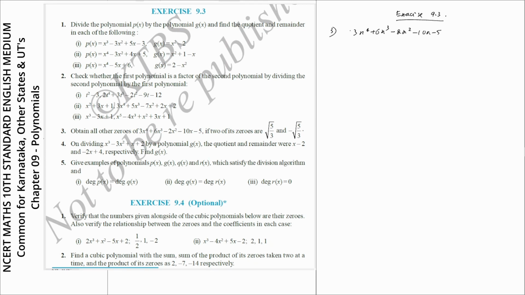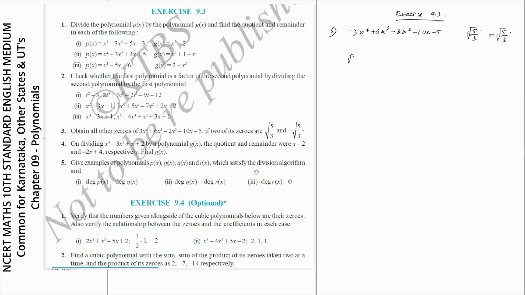Exercise 9.3, question number 3. Obtain all the zeros of 3x power of 4 plus 6x power of 3 minus 2x square minus 10x minus 5 if two of its zeros are square root of 5 by 3 and minus square root of 5 by 3. So square root of 5 by 3 and minus square root of 5 by 3 are two of its zeros.